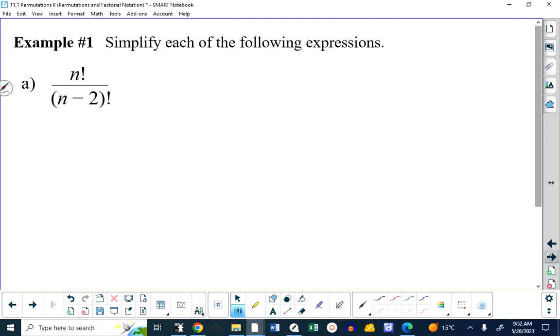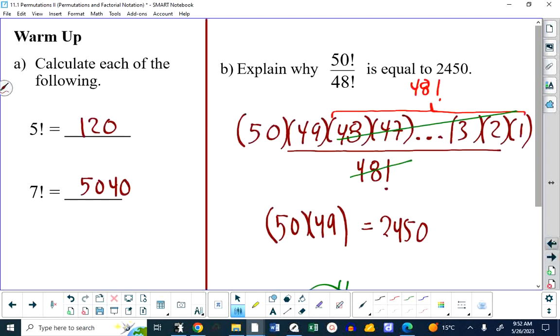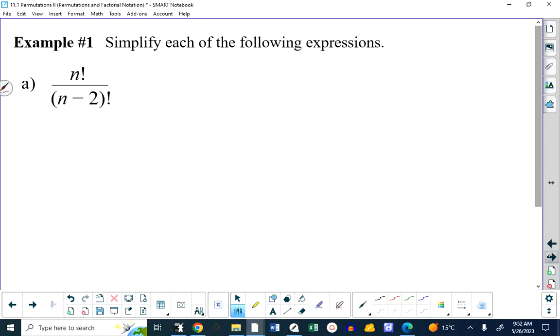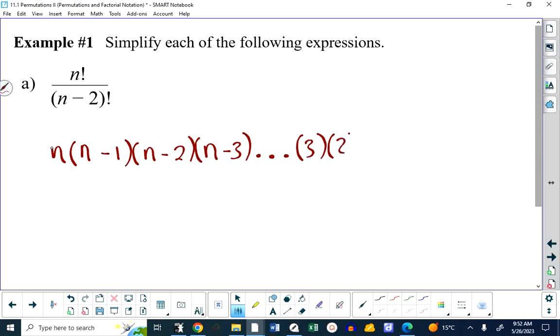So when we had 50 factorial over 48 factorial, we took the factorial that was bigger and expanded it out to see the other factorial. So that's what we're going to do here. We're going to take n factorial and expand it out. n factorial is n times 1 less times 1 less times 1 less. You don't need to put everything down that I'm putting. You could have stopped at n minus 1 or n minus 2. Put your ellipsis, which means on and on and on. And then I typically will go times 3 times 2 times 1.